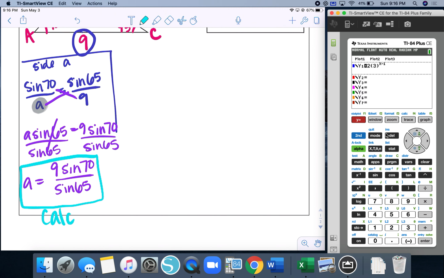So, in my calculator, oh my gosh. Y'all, it's been a day.